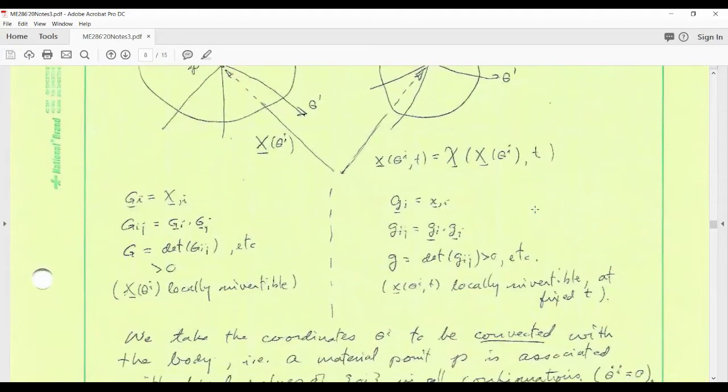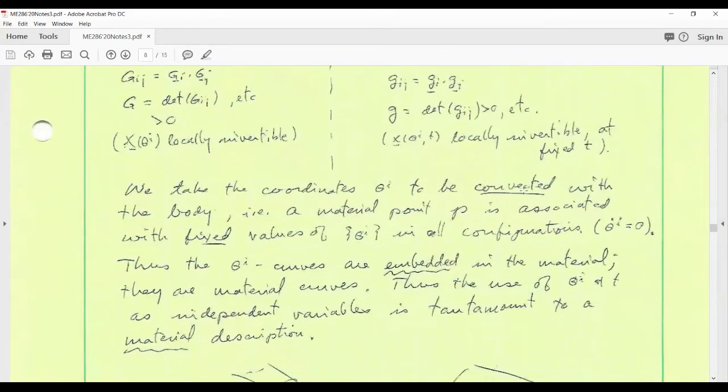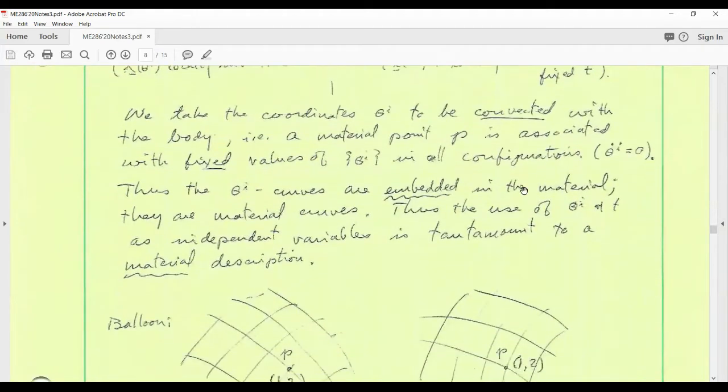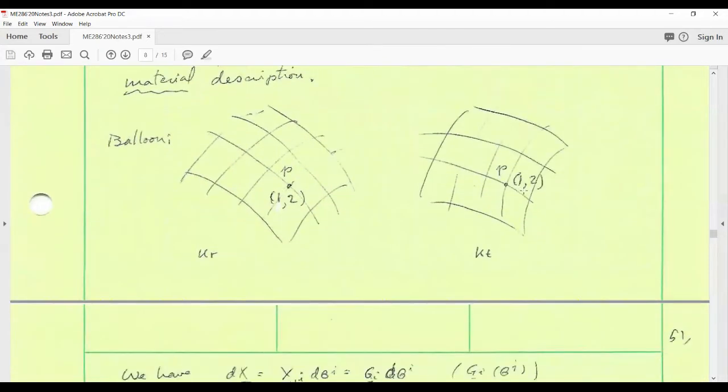So we will regard the thetas and time as the independent variables. That's in effect a Lagrangian description of the motion, because taking the thetas and time as independent variables is the same as taking material point and time as the independent variables. So this is inherently a material description, not a spatial description in continuum mechanics. Okay. So that's just to refresh your memory on what we mentioned last time.